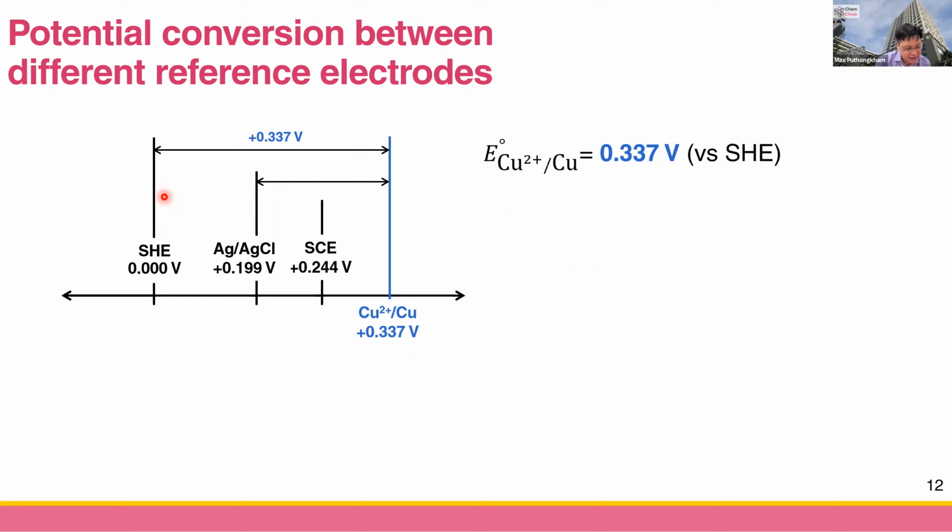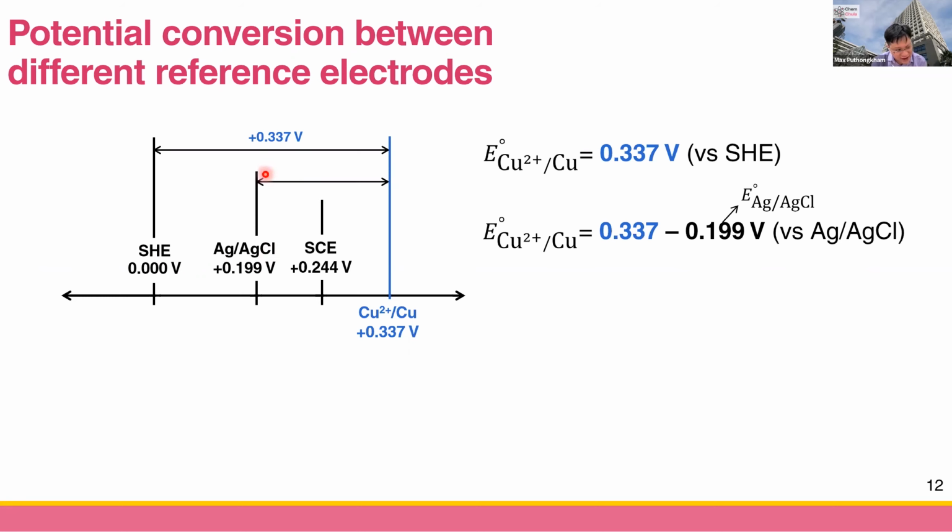So you know that the gap between the hydrogen electrode and the silver chloride is 0.199. To find this distance, you just subtract the electrode potential of your new reference electrode. So it is 0.337 volt minus 0.199 volt. This is silver chloride. So use your calculator. Your electrode potential of the copper electrode against silver chloride is 0.137 volt.